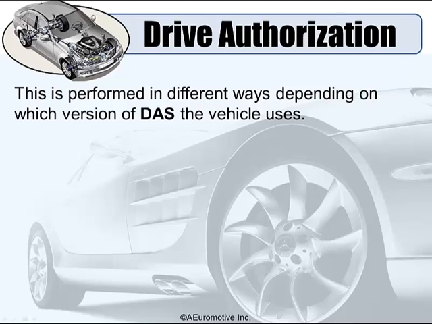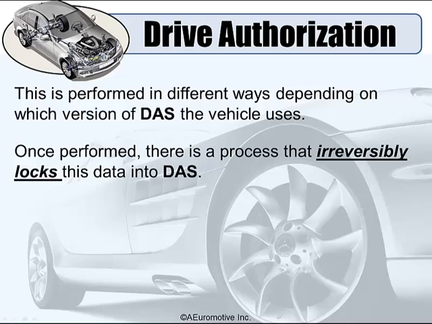And here's the thing, this is performed in a different way depending on which version of DAS is used on that vehicle. Now, in Session 2, we're going to discuss the differences in versions of DAS. So until then, we just got to make sure that we've got this part straight, if you want to go back over it. Now, once all of this has been done, there is a process that irreversibly locks the data into DAS. So you can't program that key and then reprogram the key.